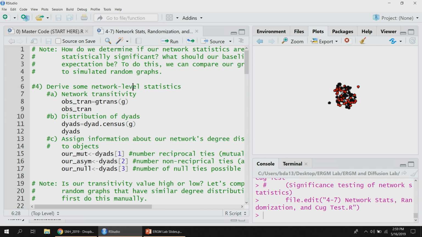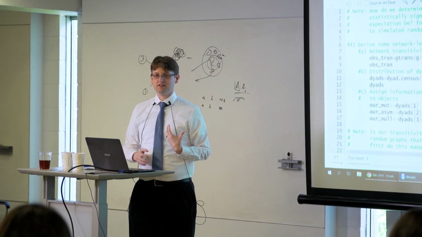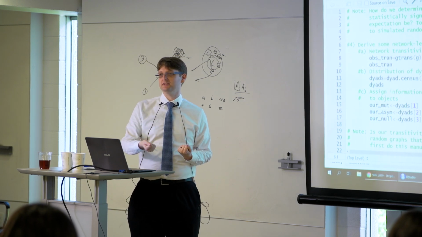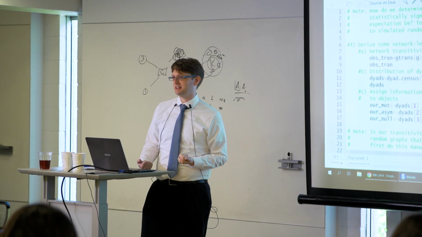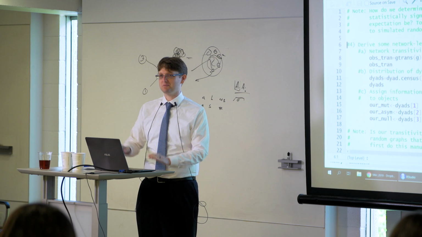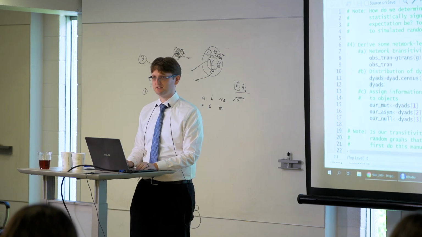So for example, say you have a network, and you're interested in whether the norm of transitivity is really high. Are people often nominating friends of friends? Or are they like chimps? They don't care who their friends are, they're not going to become friends with them. You might be interested in this, right?